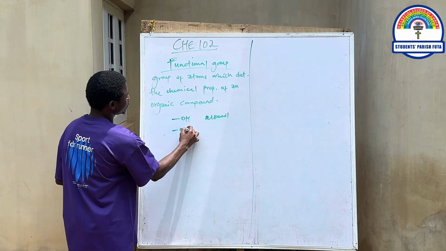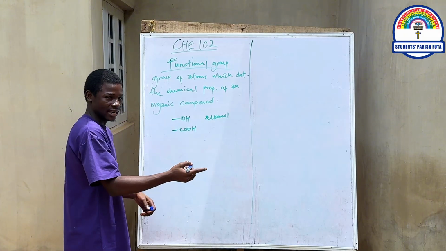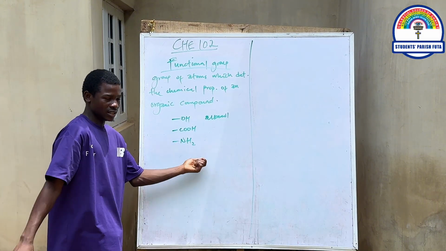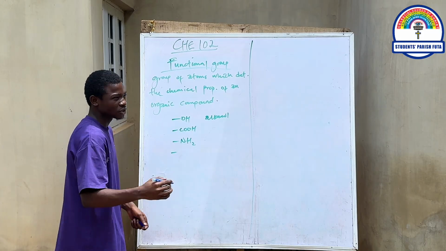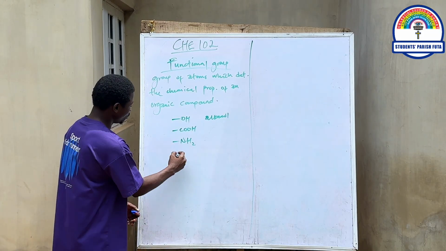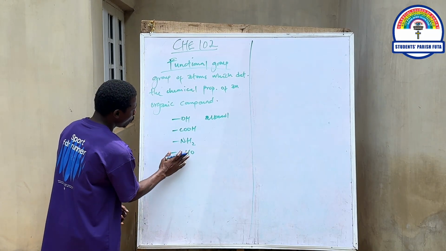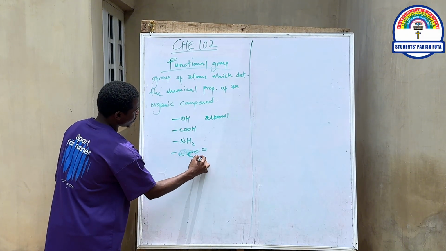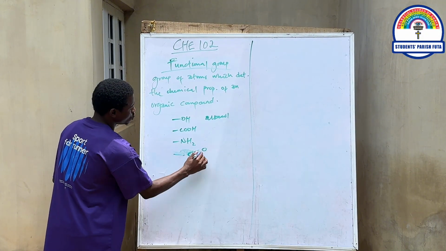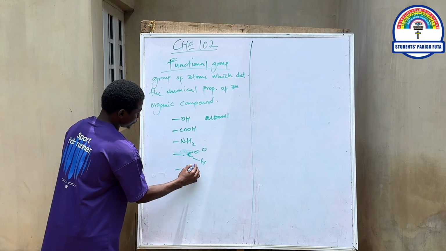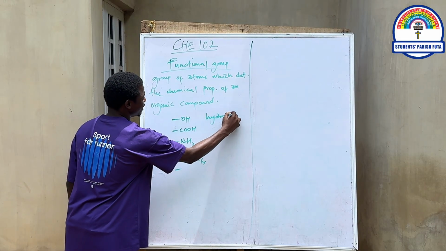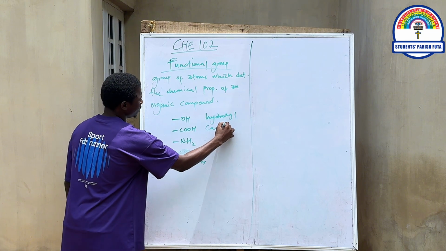Another functional group, you have COOH, the carboxylic. Another functional group, you have the NH2, the amine part. Another functional group, you have a lot of them. That's just a few, and CHO. Let me draw them the way they appear. This is how they appear. This CHO. This is the hydroxyl group. Let me call them by the family name. The hydroxyl, carbonyl.